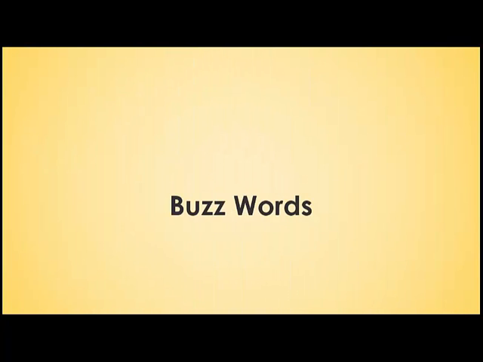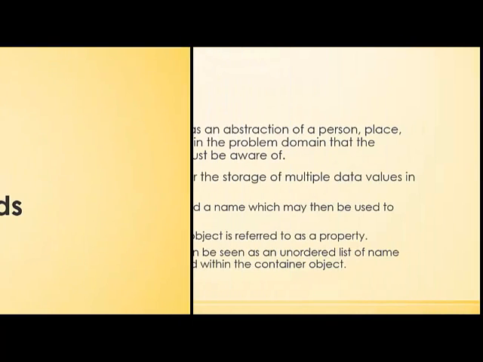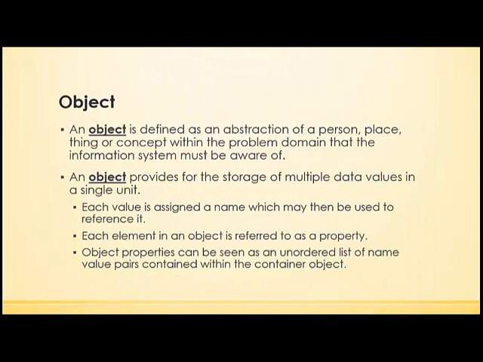Buzzwords. In the next set of slides, I'm going to highlight the buzzwords that you're going to hear throughout this module on object modeling. So please familiarize yourself with the words, as you will see these words in other lessons. Object. An object is defined as an abstraction of a person, place, thing, or concept within the problem domain that the information system must be aware of.